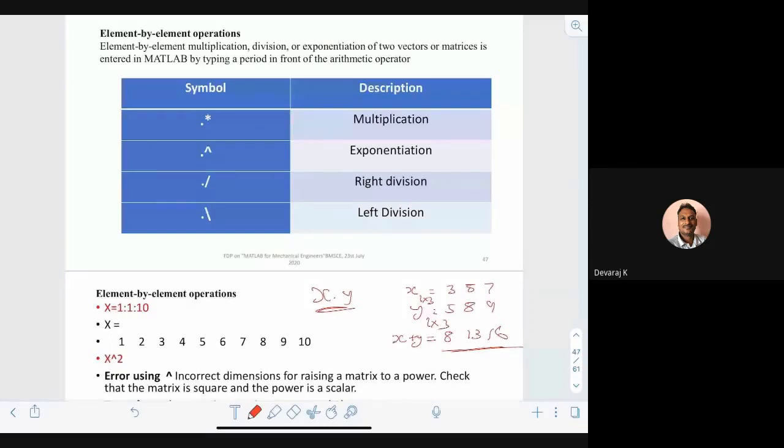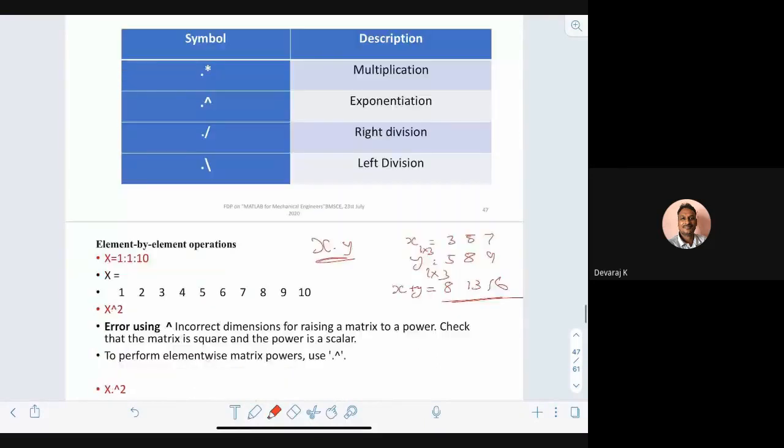But if I want corresponding terms to be multiplied, divided, or raised to a power, and when I say divided, it could be right division or left division, you need to be very careful. You need to apply an element by element operation. Therefore, there's a dot operator you can see in all these examples. Whenever multiplication, exponentiation, and division are there, dot operators are present.